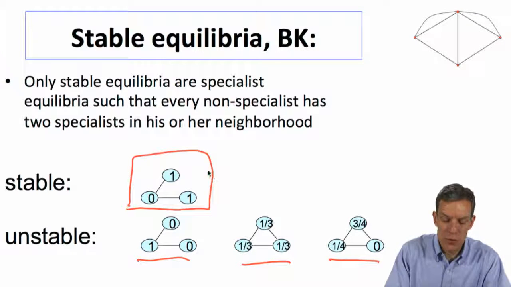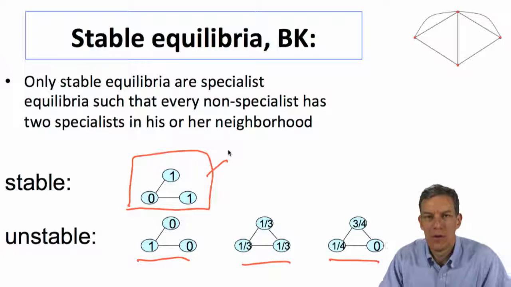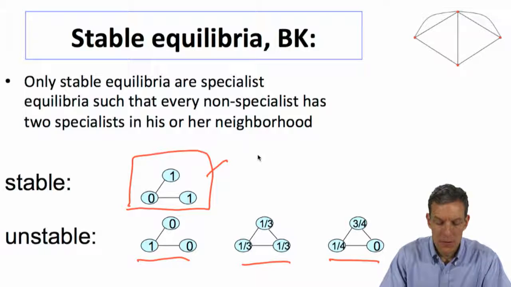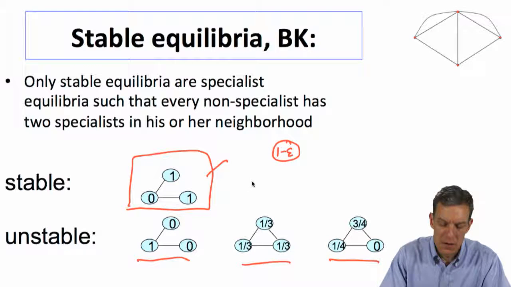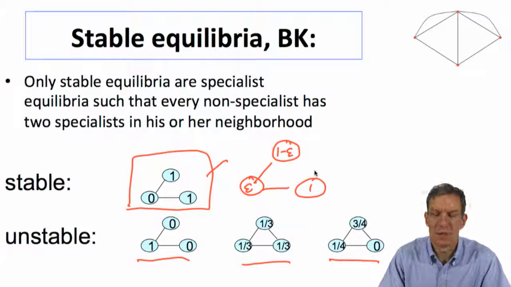Okay, and let's just go through and try and understand why this is stable. What's the logic here? So let's suppose that we perturb this a little bit. So for instance, we take a little bit of an epsilon away, so we take this person down to 1 minus epsilon, and we bump this person up to epsilon. And let's just keep this person constant for now.